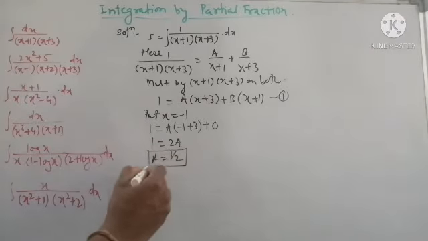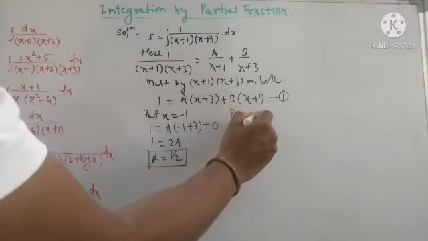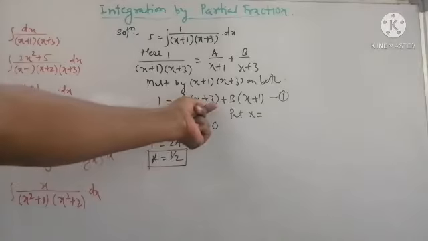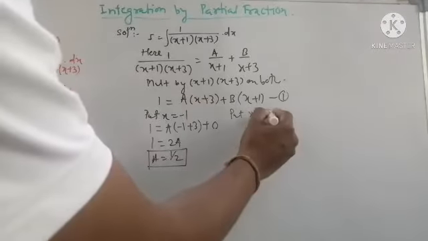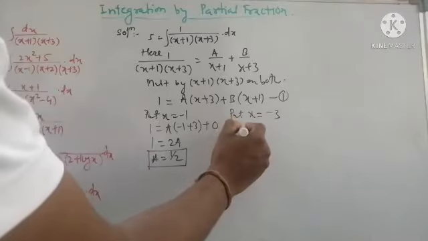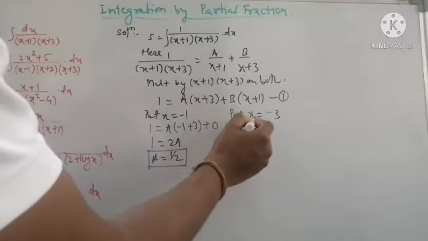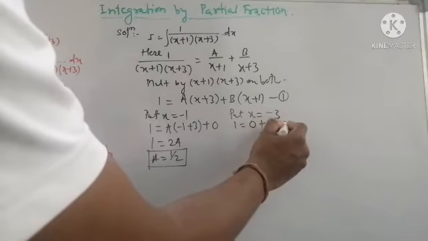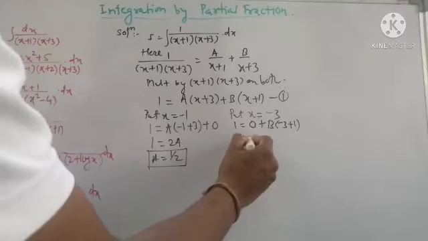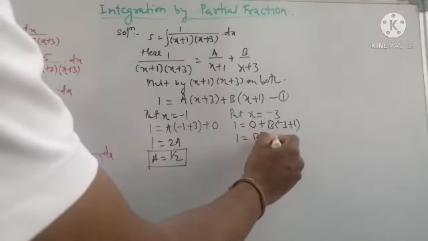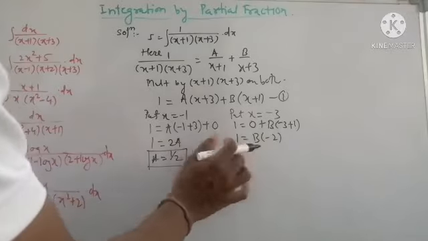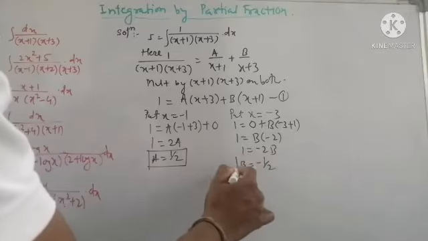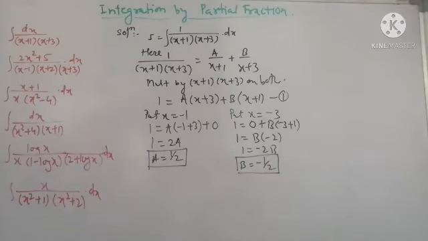Now as A is 1 by 2, we can put a value of x such that in equation 1 the term of A is eliminated. For that we have to put x equal to minus 3. Again, on the left hand side we have a constant 1. On the right hand side the term of A will be eliminated as it is multiplied by 0, and in the term of B we have B into bracket minus 3 plus 1. Simplifying this we get B into minus 3 plus 1, minus 2, so 1 is equal to minus 2B, therefore B is equal to minus half. So we get the values of unknowns A and B.